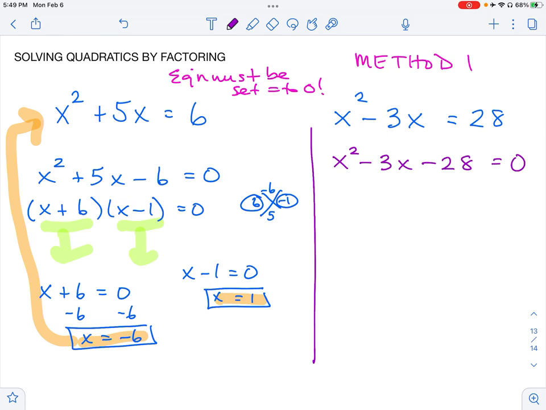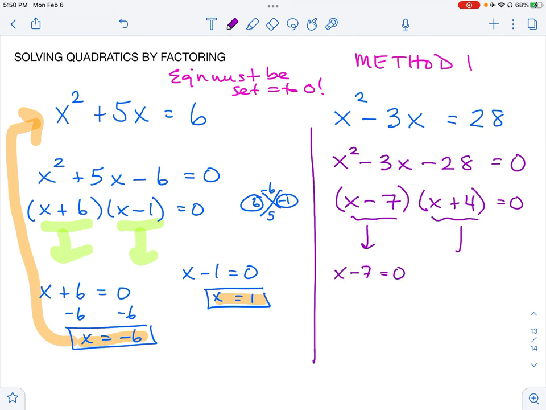So now we've got x squared minus 3x minus 28 equal to 0. Again, a trinomial, so you're looking for two numbers that multiply to -28 and add to -3. I think if we do x minus 7 and x plus 4, that should work out. -7 and +4 multiply to -28 and add to -3. So again, we'll take this and set it to 0.